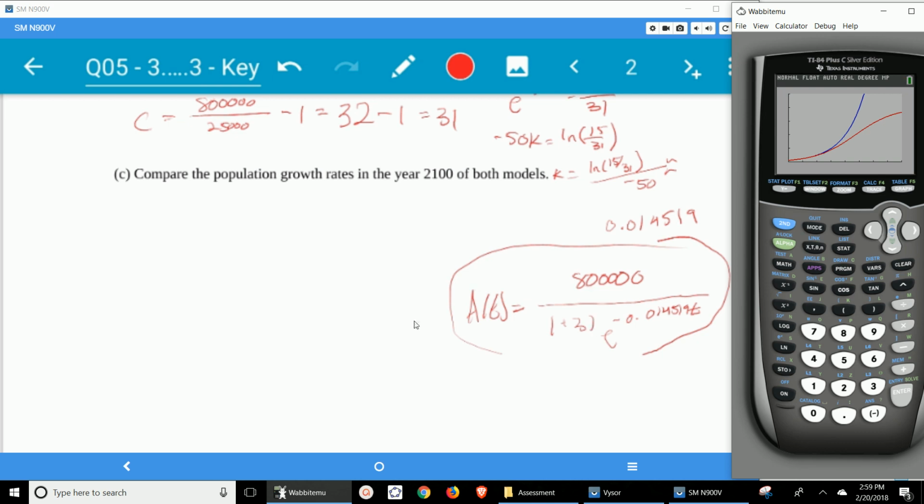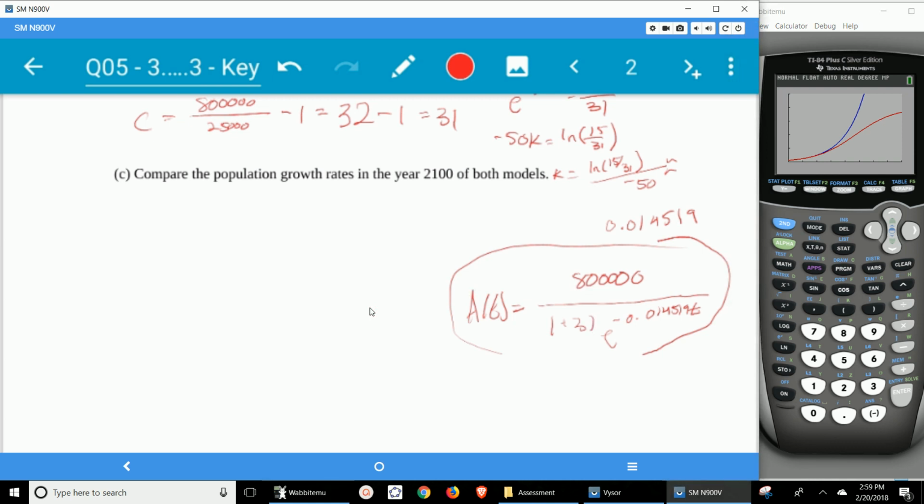So now that we know that those are correct, it says compare the population growth rates in the year 2100 of both models. Okay, so we have to differentiate these things and calculate the derivative at the year 2100, which would be right here. Right, so their answers are going to be quite similar.